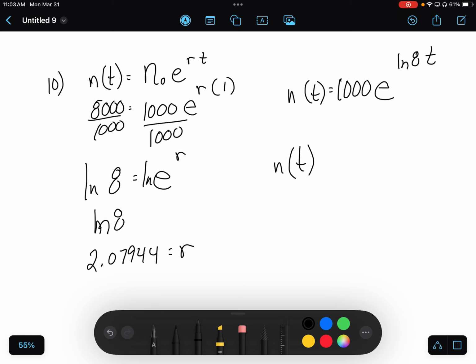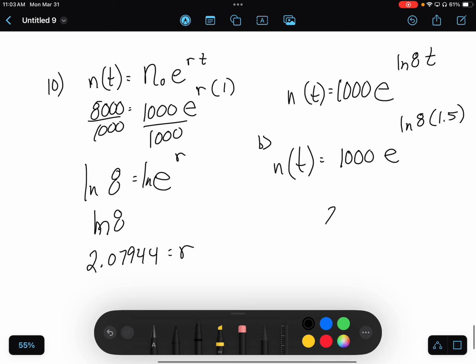So on part B, it says how much is in there after an hour and a half. So if I do this, that's going to be the most accurate. And just to show you, if I do ln of 8 times 1.5, I got 22,627.417.